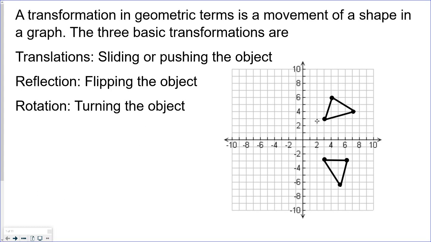Something happens to the points of a picture when it's transformed. And just some terminology here: the picture we get after transformation, so after I've rotated this, is known as the image. So it is an object that has been changed, and what you get after you change it is the image of the object.